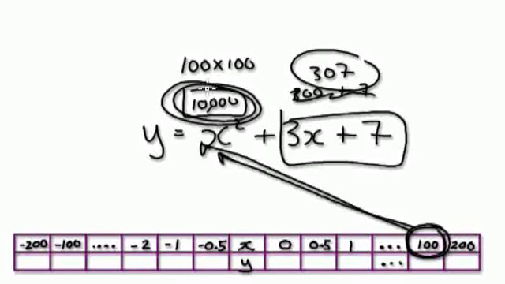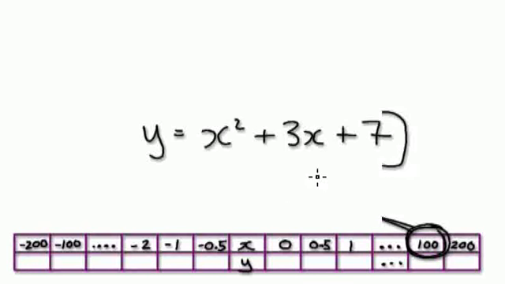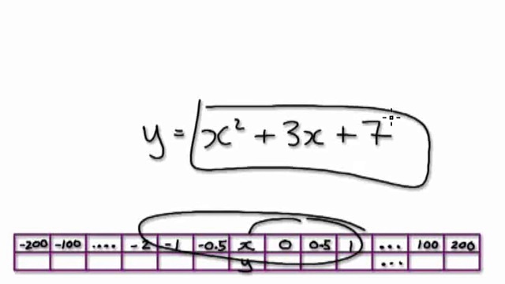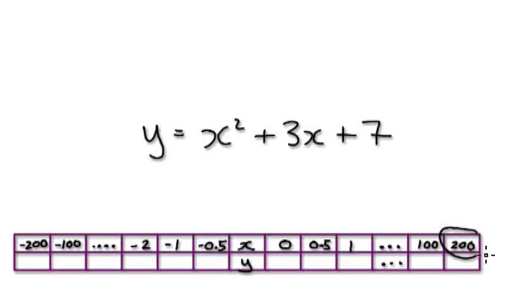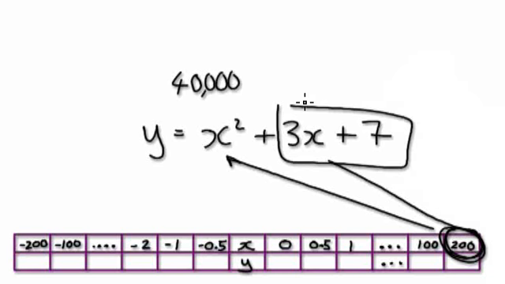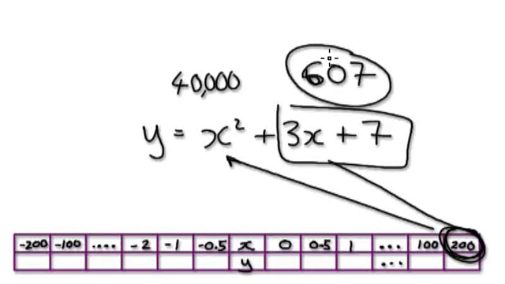This 10,000 here will be a lot more dominant than this term here. So when you try and sketch this line here, when x is small, let's say between -1 and 1, this term here is dominant. And when x is really big, like 200, if you put 200 into here, it would be 40000. If you put 200 into this term here, it would be 607. You see, 607 is nothing in comparison to 40,000.